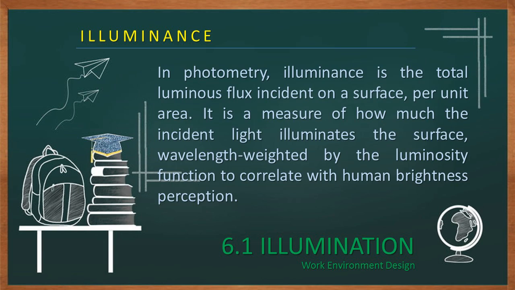Or illuminance. Illuminance is the total luminous flux incident on a surface per unit area. It is a measure of how much the incident light illuminates the surface. Wavelength weighted by the luminosity function to correlate with human brightness perception. Now, I'll show you a short video presentation about the difference between luminance and illuminance.